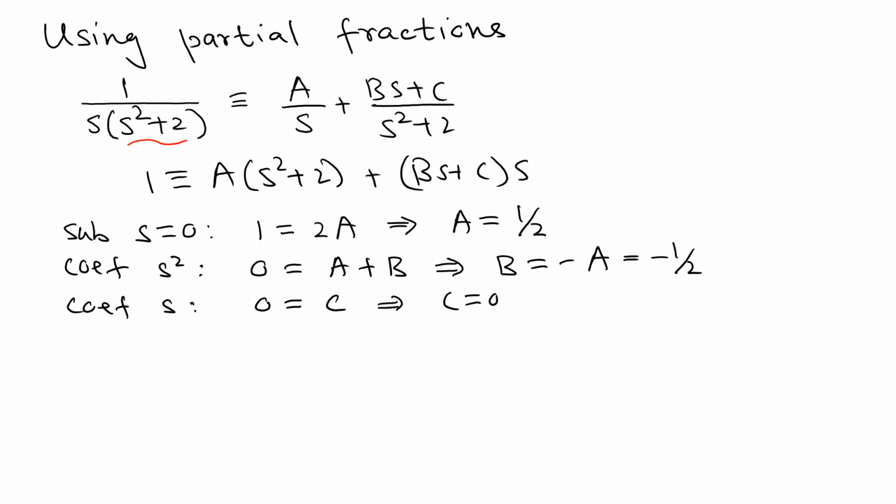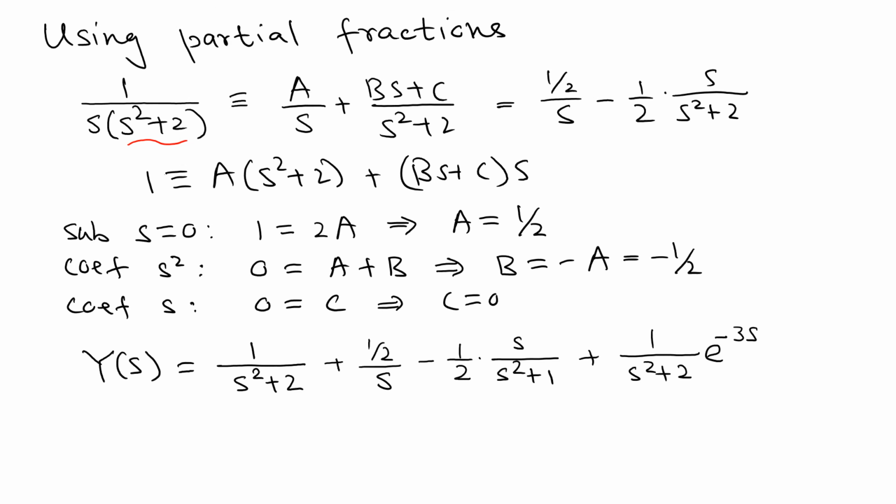Now we can plug that in, so we can write it like this. When you plug in, A is 1/2. So we write 1/2 over s, and minus 1/2 times s over s squared plus 2, because that's the right form we need. So that's how we write it. Okay, so that means we can write Y(s) in this form now.